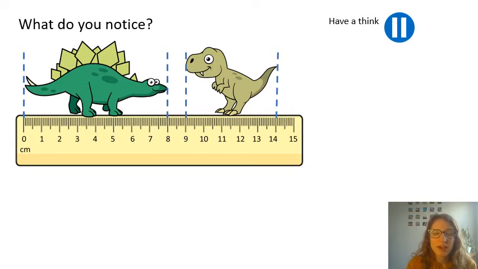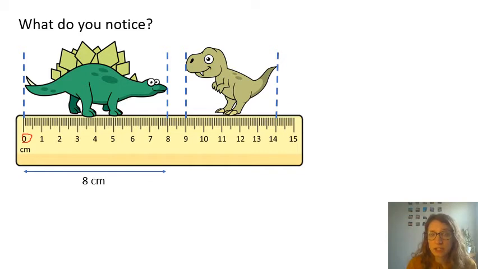Right, let's have a look at our Stegosaurus to start with. This one is nice and easy to measure because it starts on the 0 and it goes all the way up to the 8. So it's easy to see that it is 8 centimetres long. Our T-Rex is a bit trickier. It's not starting on 0, so we need to look at our number at the beginning and the end of the length of the dinosaur and work it out from there.